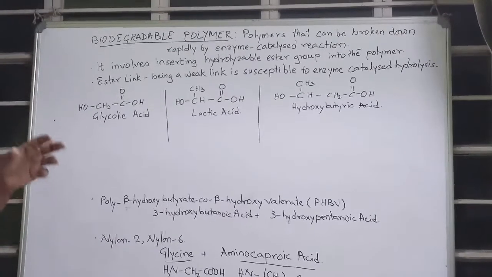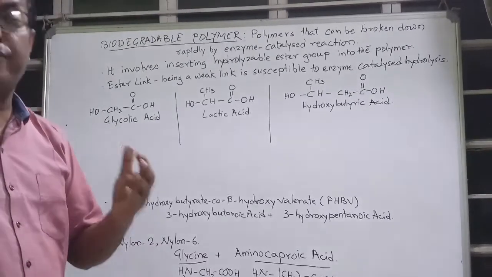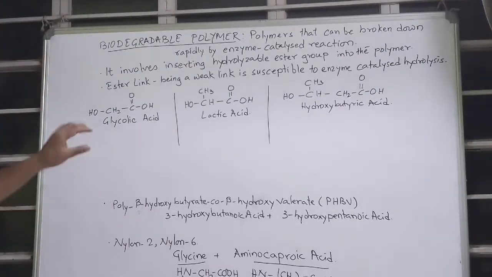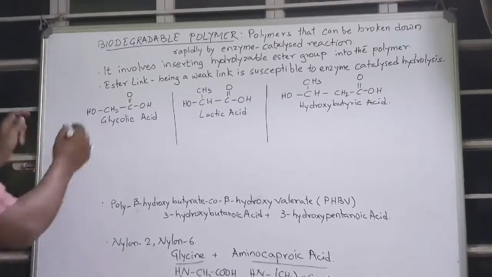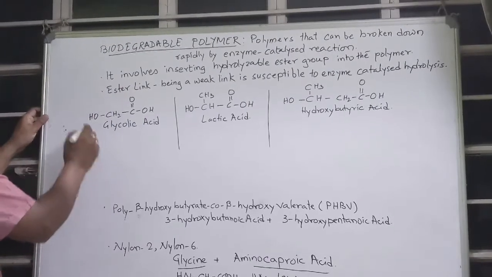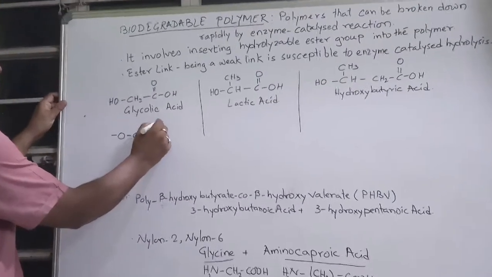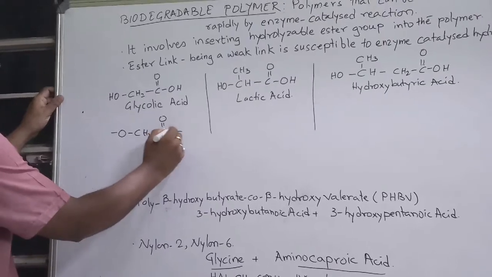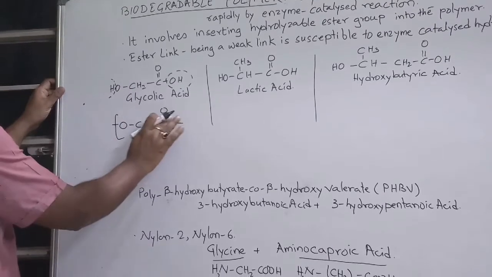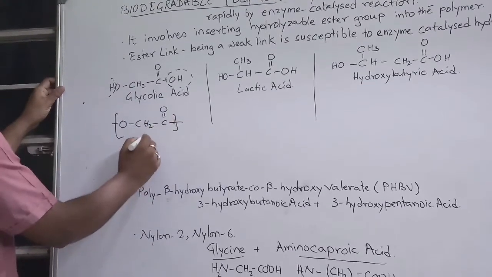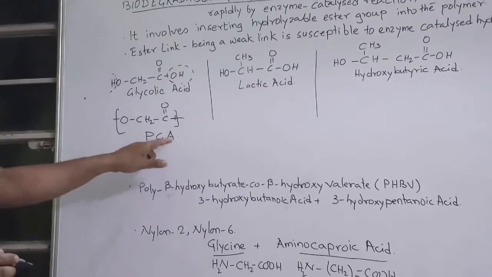So we are going to put the ester group, which is easily hydrolyzed by the enzyme coming out from the microorganisms. So students, here we have glycolic acid, lactic acid and the hydroxybutyric acid. So here what we see is when we are going to join it together, it breaks open to form OCH2C=O, and this OH goes off, here H goes off. So you have this type of compound, and this is what we call polyglycolic acid, PGA, polyglycolic acid.